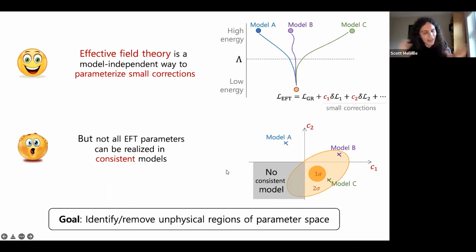So this effective field theory framework is very general because it captures all possible high energy models, but at some level it's too general because you've also introduced these large regions of parameter space that are secretly unphysical, that just don't make sense at high energies. So the goal of the talk today is really to explain how we go about identifying and ideally removing these regions of parameter space that are secretly unphysical.